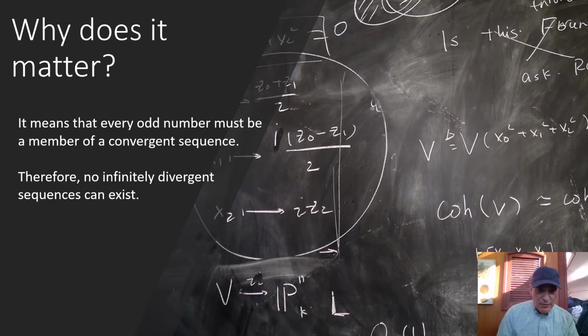And if you can prove that every odd number converges, if every sequence is convergent on an odd number, there can be no infinitely divergent sequences, because all the odd numbers are taken. There's one little thing that I've forgotten the name of. I think it's called the pigeonhole principle. This is like the ultimate case of the pigeonhole principle, because every odd number is already accounted for by a sequence, or every sequence is already accounted for by an odd number.